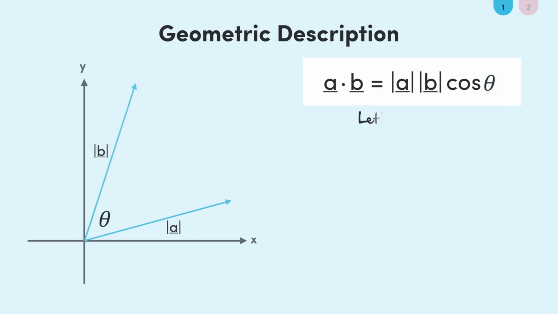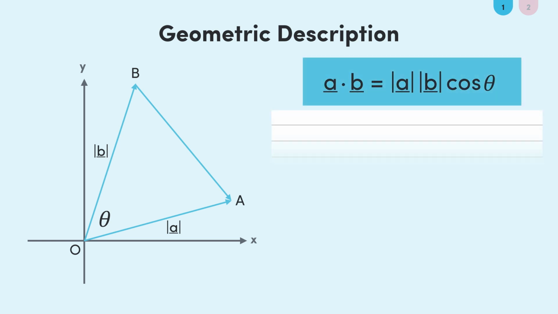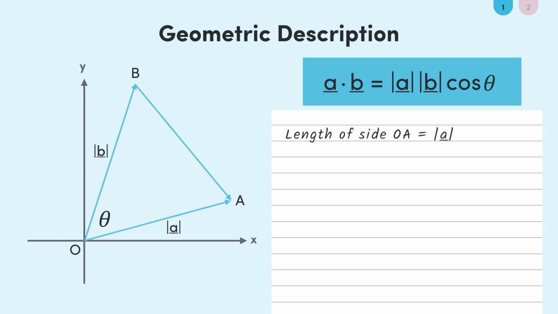Now, like anything in life, it's always nice to know where things come from. So let's prove this formula. Vector proofs can be a little tricky, so we'll break this one down by first drawing up the triangle, let's call it OAB, where O is just the origin. We'll then apply the cosine rule in this triangle. Now, what are the lengths of each side of our triangle? Well, the length of OA is just the magnitude of vector A, which is this.